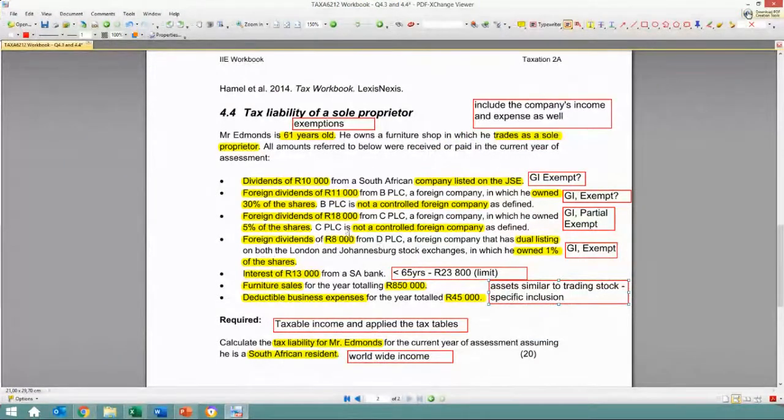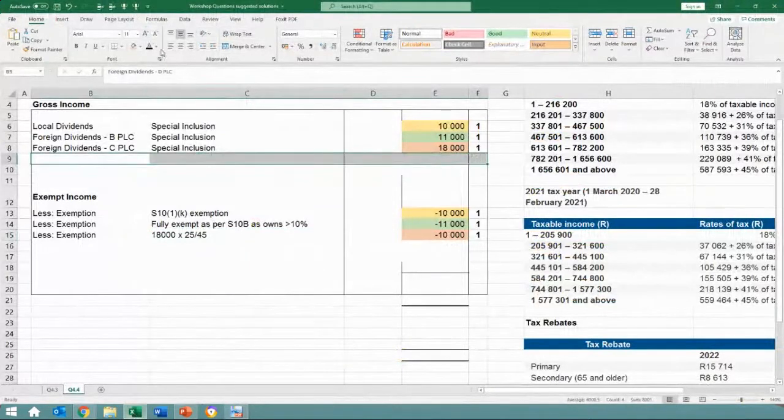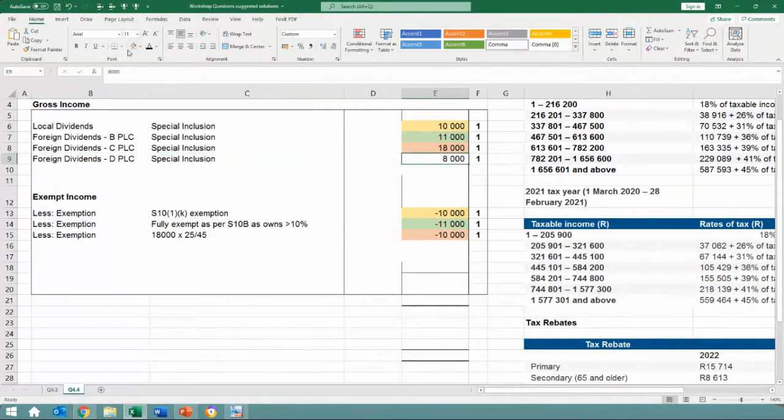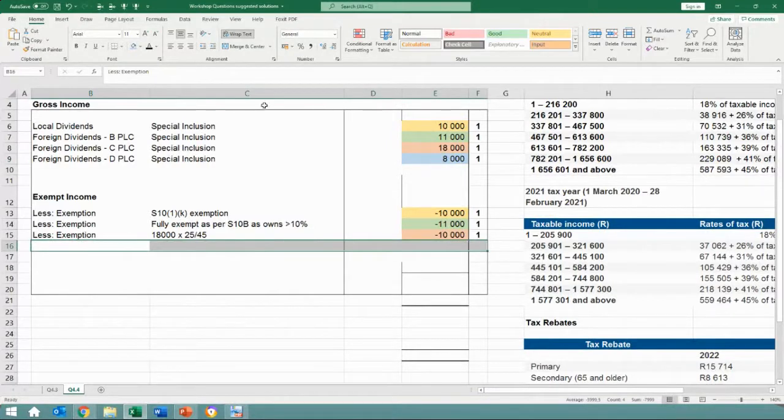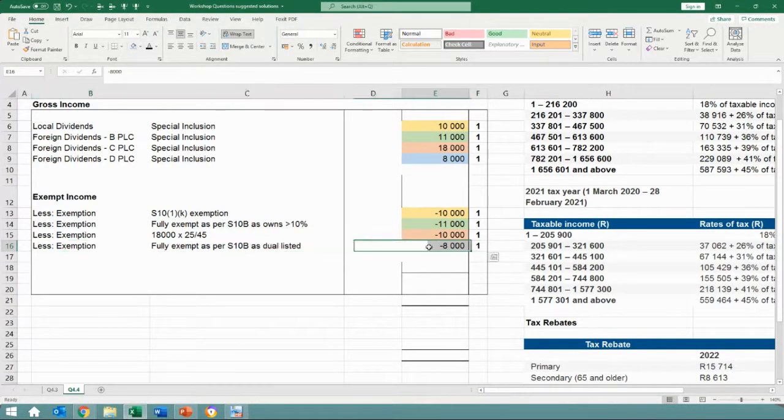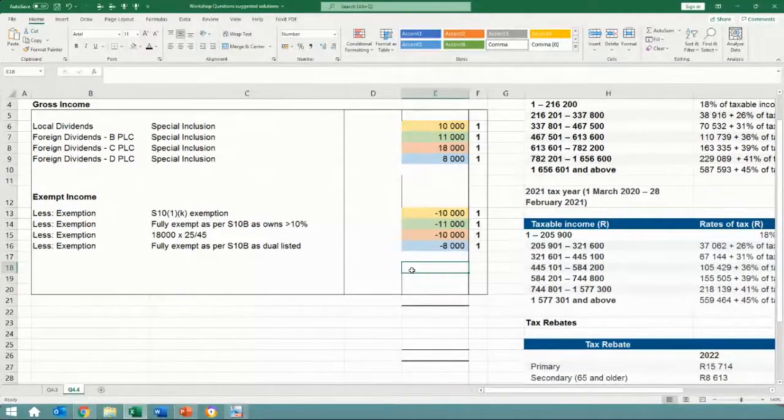Then the next foreign dividend is 8,000 Rand. Now in this scenario, we say it's a dual listing and we own 1% of the shares. Now we said for that, we would also include it into your foreign and your gross income. It's a specific inclusion. Okay, so let's make this one blue. But the exemption here would also be an entire exemption because of the fact that it's a dual listing. So this would be taxed on the stock exchange. There's an agreement between the different countries, and for that fact, we would actually then specifically exclude it from our gross income.